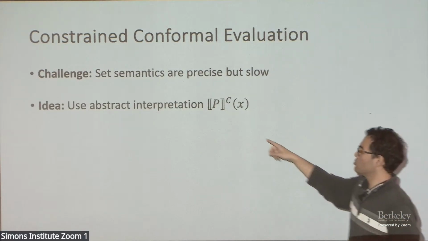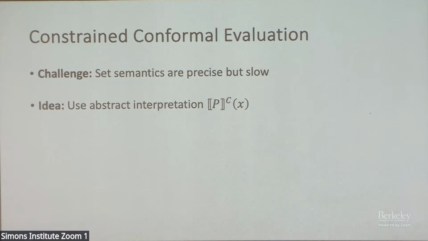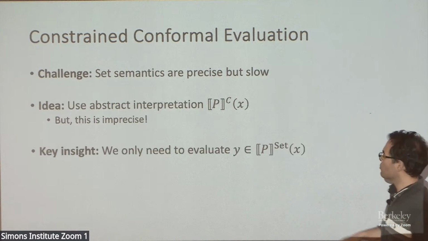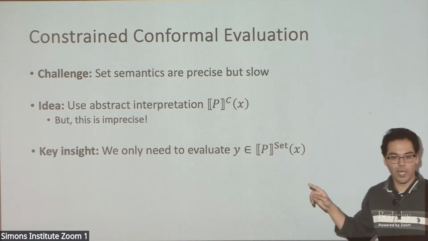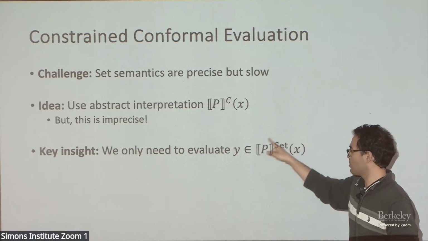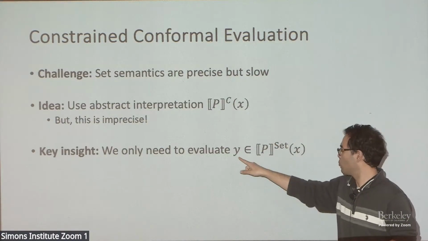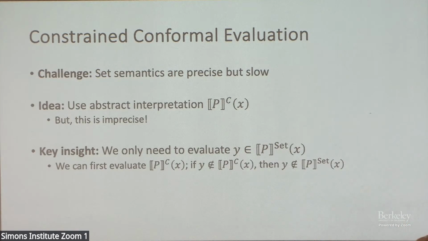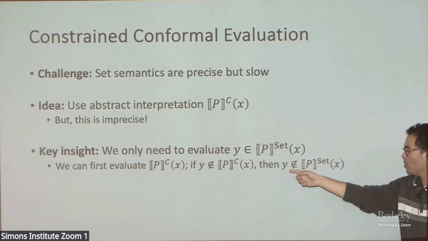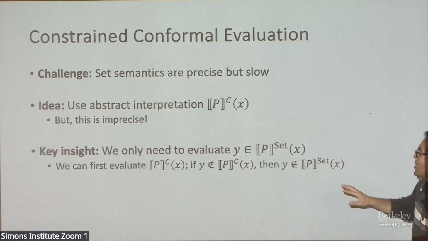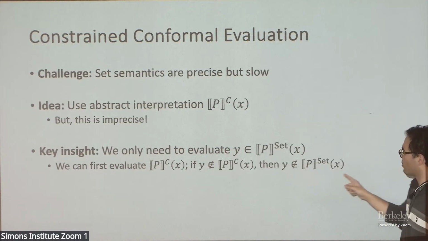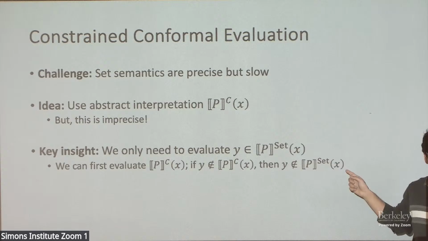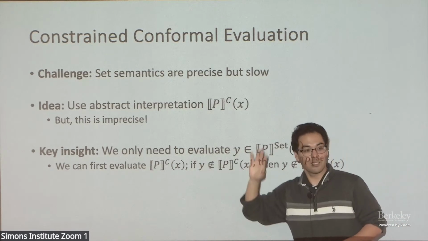And I already mentioned we could use abstract interpretation to propagate. You can change all of these sets into intervals and propagate them through the program. But obviously that's going to be imprecise. So we have this key insight that, for synthesis, we actually don't care about computing the set of all outputs. We only care about answering these queries about whether the true label is in the prediction set, right? So what can we do with that? Well, we can first evaluate the conformal semantics. If we find that Y is not in the prediction set, then by the abstract interpretation guarantee, it's a sound over-approximation, so we know that Y is not in the set semantics either. So if we find that it's inconsistent, then it's definitely inconsistent.